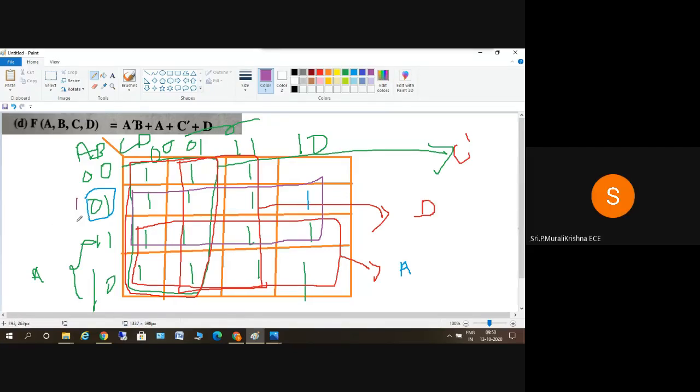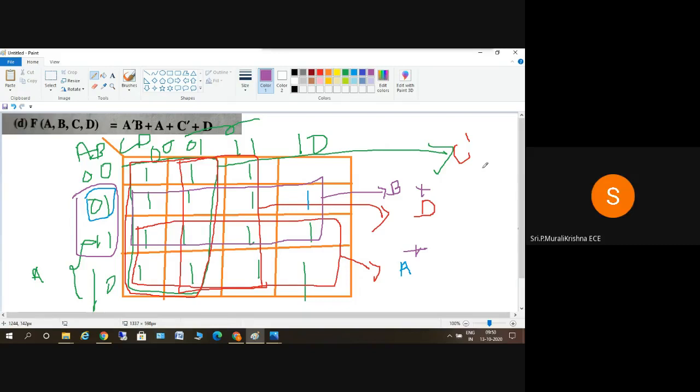Yes, sir. Okay, and these 2 rows here. What do we get from these 2 rows? So A plus A bar is 1. We'll get B, sir. Okay, the final output expression is A plus D plus B plus C bar. So this is the final sum here. Yes or no? Yes, sir.